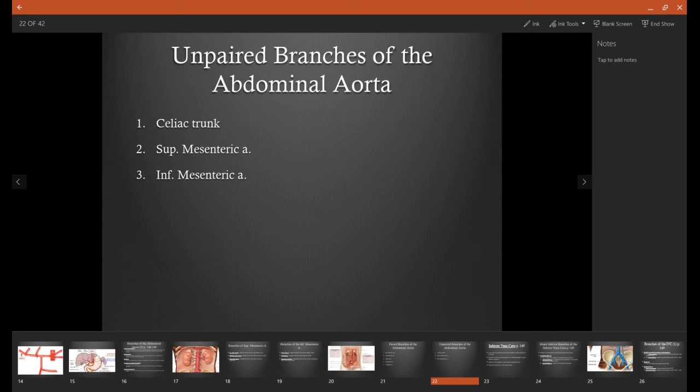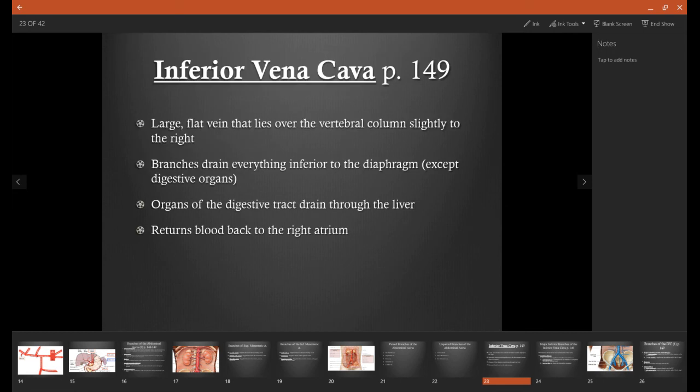And that's the arterial system, but unfortunately, we still have to do the venous side as well. So our major blood vessel in the abdominal region on the venous side is called the inferior vena cava, which we touched on briefly when we talked about the heart. But this is a large, flat vein that lies right over the vertebral column, and it's a very big blood vessel as well. It's going to be draining everything below the diaphragm, except for those digestive organs.